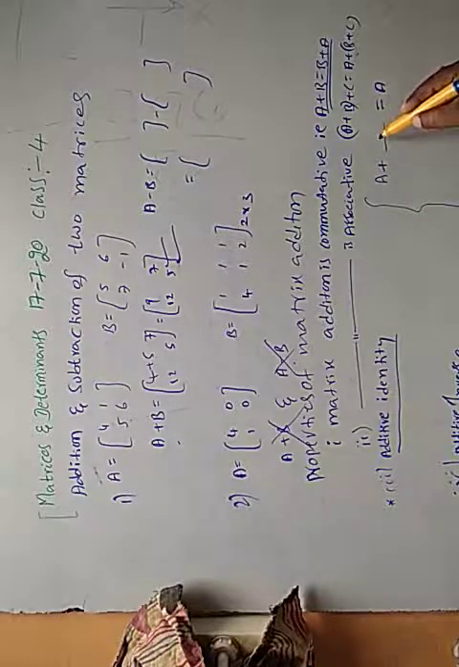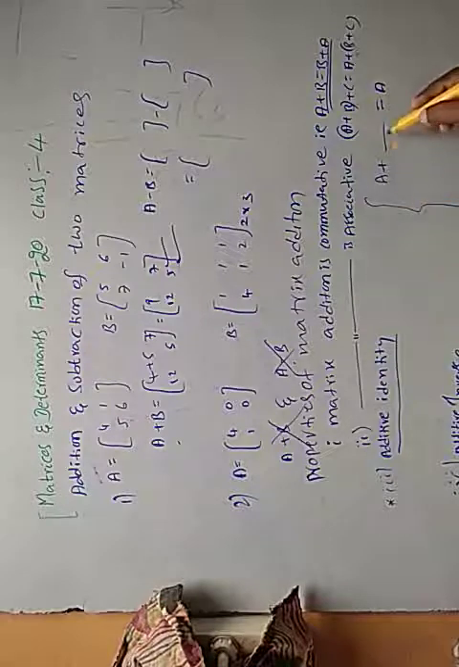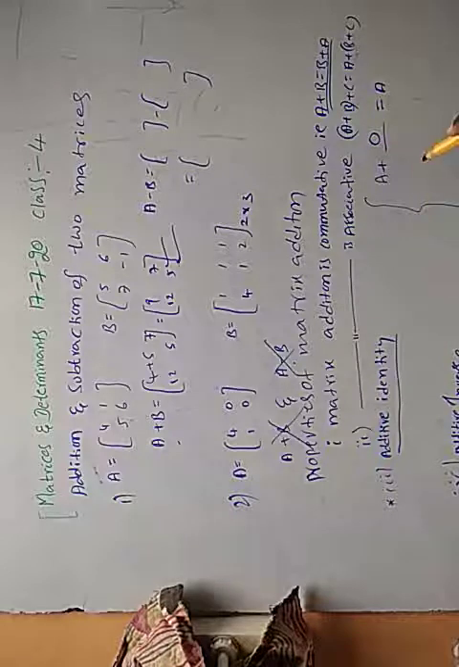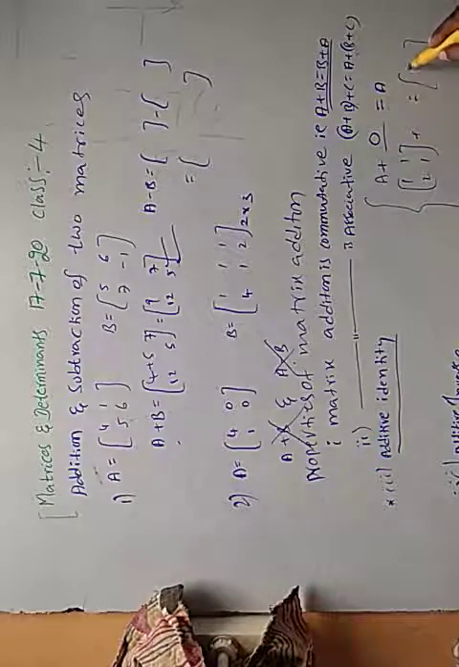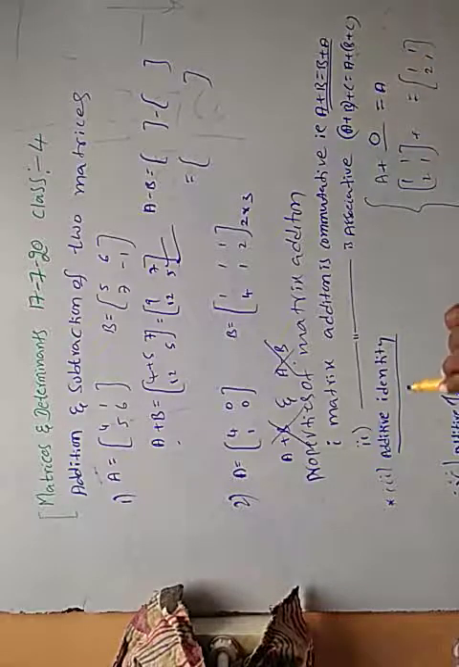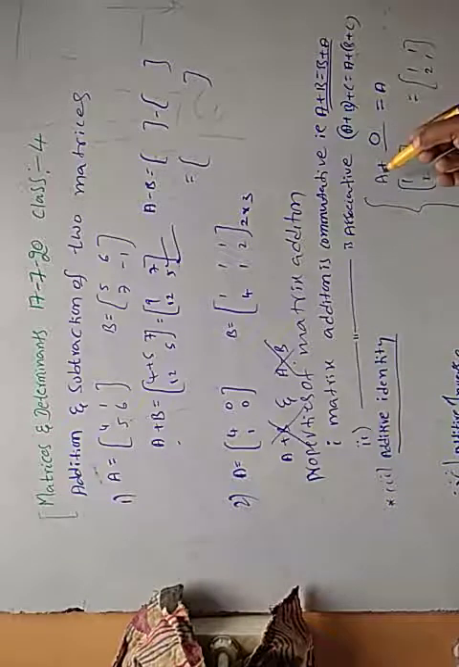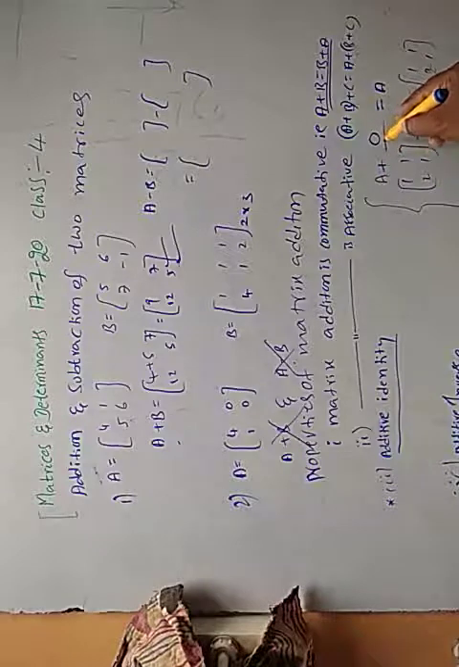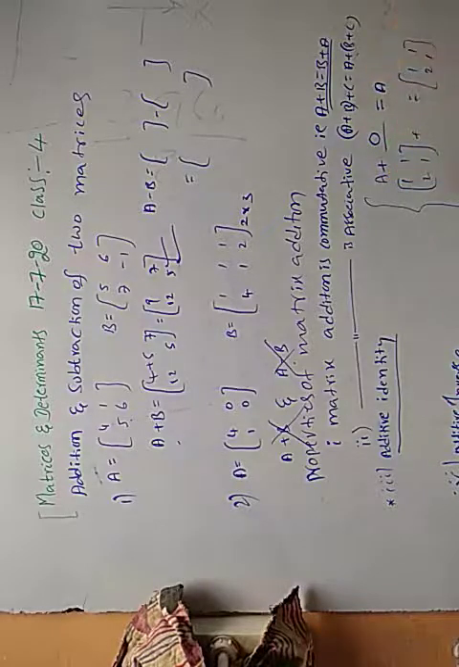Then what is the filling place? What matrix do we have to fill in the dash? Not 0. It is a null matrix of order A. That is important. For example, 1, 1, 2, 1, again 1, 1, 2, 1. That is the condition for identity. If you take some matrix and add some other matrix to it, we should get the same matrix. That is the condition for identity.